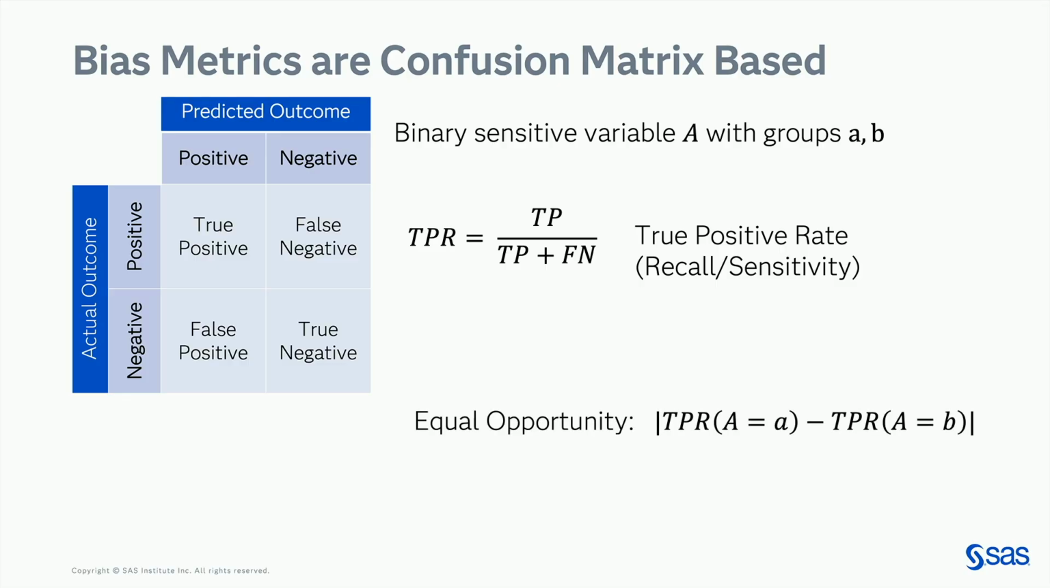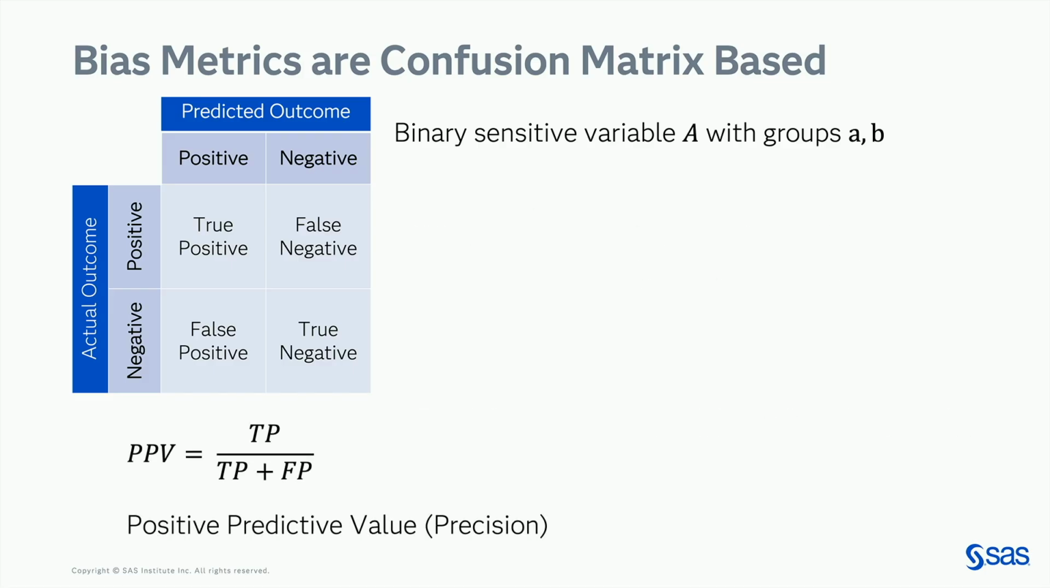And that calculation on your model leads to the equal opportunity bias metric as defined in some of the fairness literature. And for that metric, you're looking at the true positive rate on the group of A versus the true positive rate on the group of B. And then you look at that difference, and if that difference is large, you're more biased. If it's close to 0, then you're less biased.